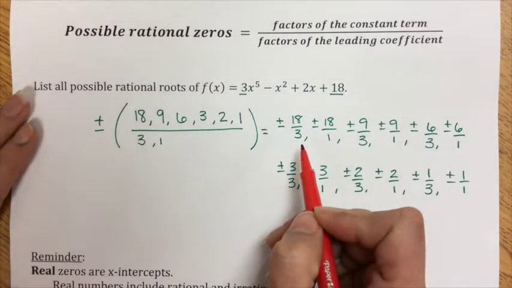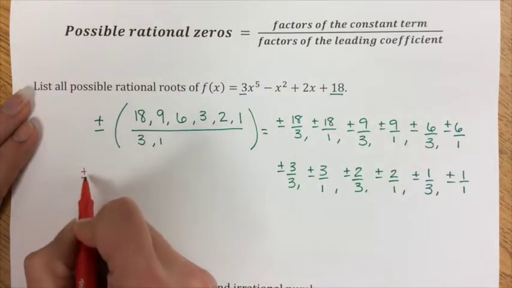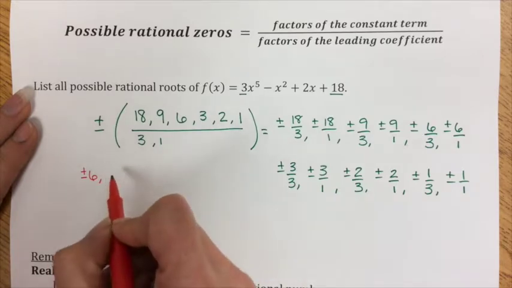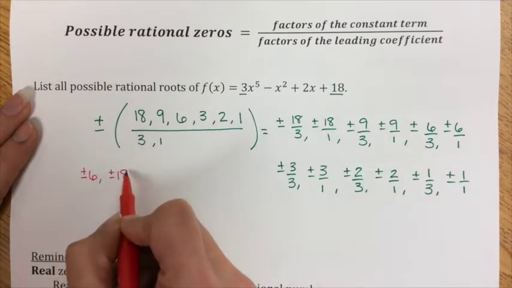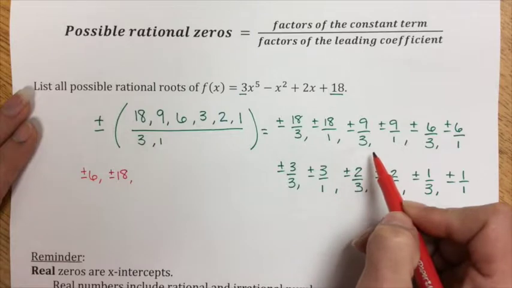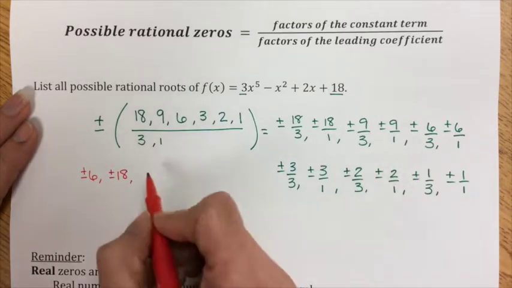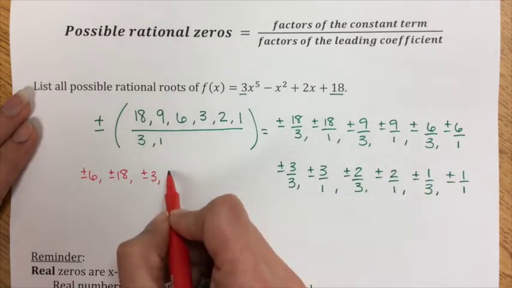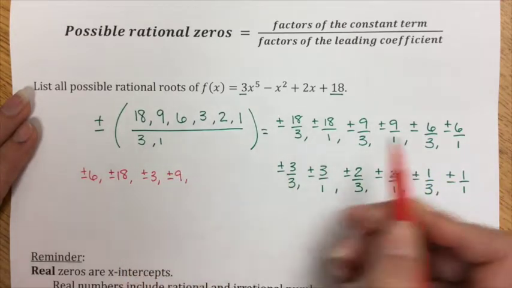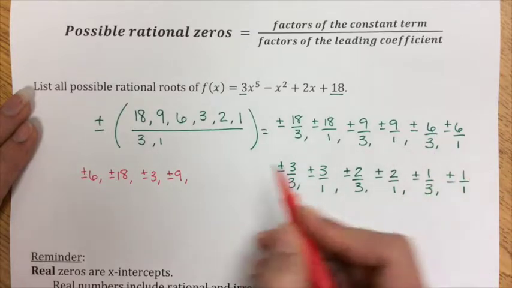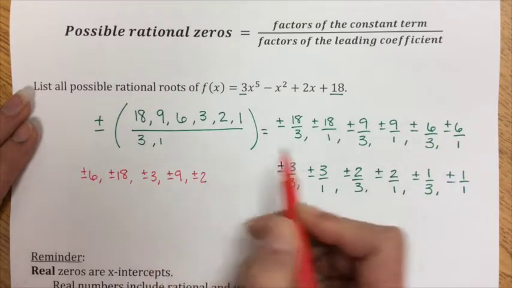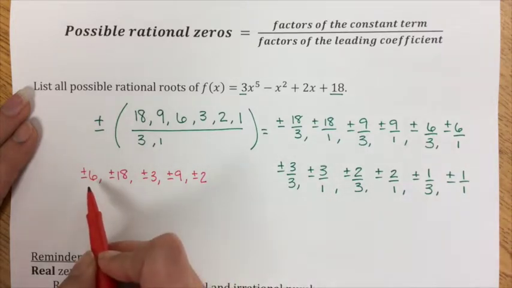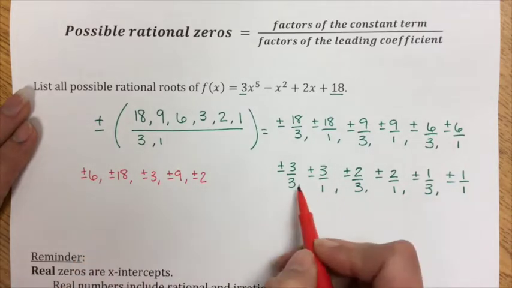18 divided by 3 is 6, so plus or minus 6. 18 over 1 is 18, so plus or minus 18. 9 divided by 3 is 3, so plus or minus 3. And then 9 divided by 1 is plus or minus 9. 6 divided by 3 is 2, so plus or minus 2. And 6 divided by 1 is 6, but we already have 6. We don't need to write it again.